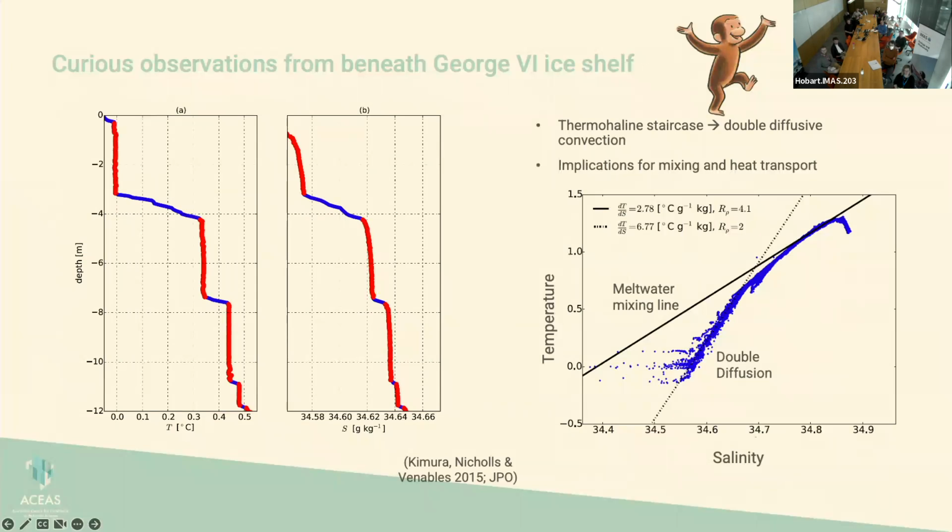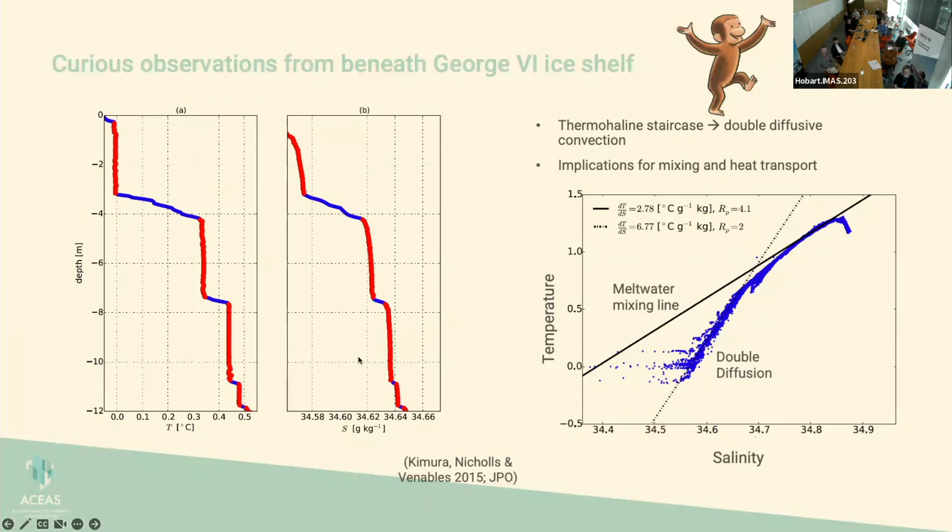But we're really interested in it because one of the key aspects of this problem is, the warm water is at depth. How does it get upwards towards the ice? And this process will act to mix and to transport heat very differently to other processes that we've talked and thought about.